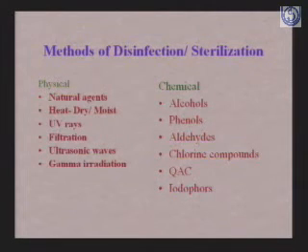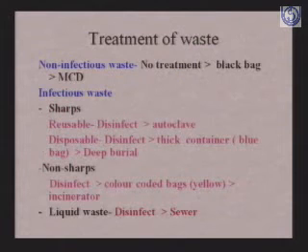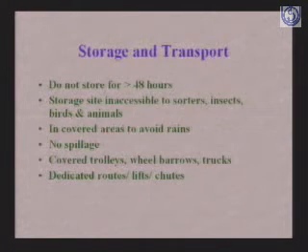Heat is the most important physical method. Dry or moist heat can be used. Like dry heat, we have the hot air ovens, the microwaves, and moist heat includes autoclaves. And among the chemical processes, alcohols and aldehydes are commonly used. So if it's non-infectious waste, there is no treatment required. But if it's infectious waste, depending on whether they are sharps or non-sharps, one has to appropriately use the disinfectant process. For storage and transport, waste cannot be stored for more than 48 hours, and there should be no spillage.